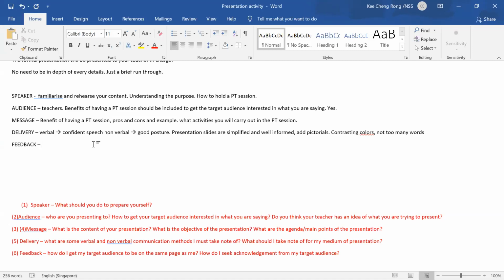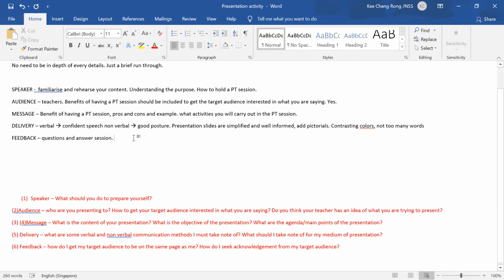Can ask how to improve, or is there any questions? Questions, yes, a question and answer session. Alright. Any quizzes, games, maybe? I don't think so, because it's to a teacher. Yes, that's correct. To the teacher, it's not appropriate to hold quizzes and games. And how do you seek acknowledgement from your target audience?